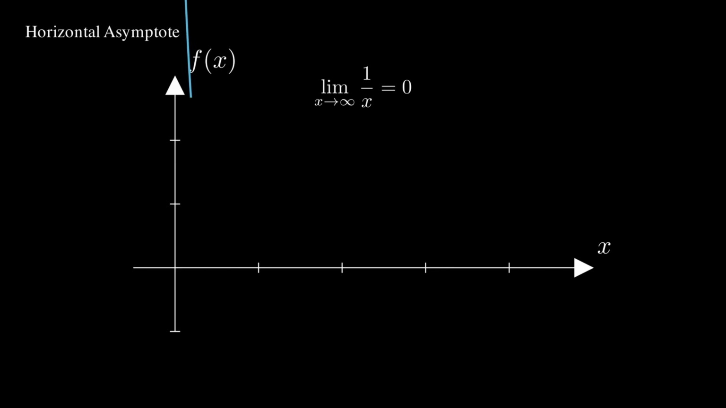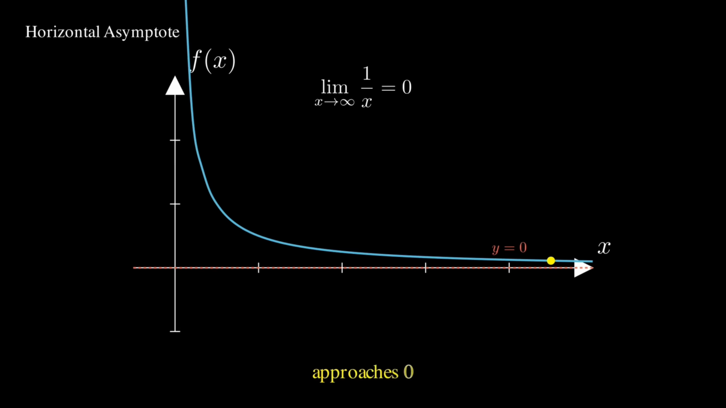As x approaches positive or negative infinity, if the limit is a finite L, we have a horizontal asymptote y equals L. The curve gradually flattens toward that horizontal line. Example. The limit as x approaches infinity of 1 over x equals 0. The graph hugs the x-axis more and more.